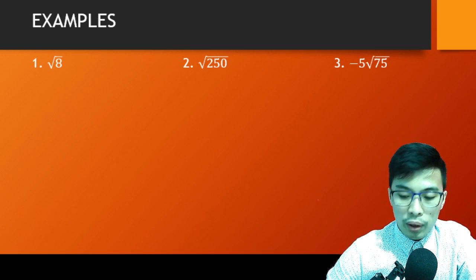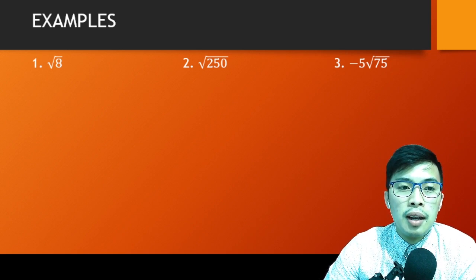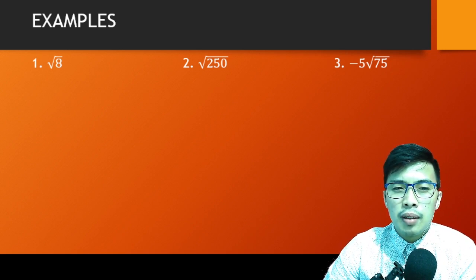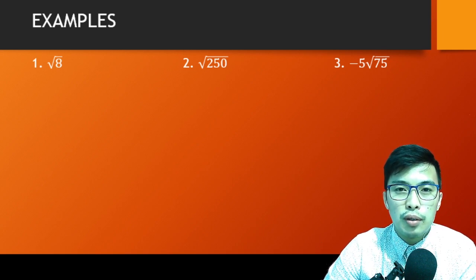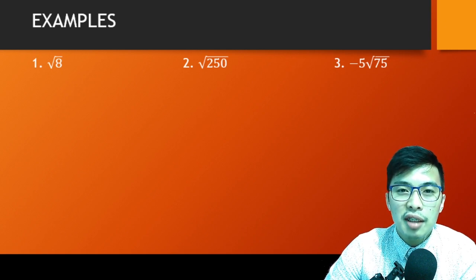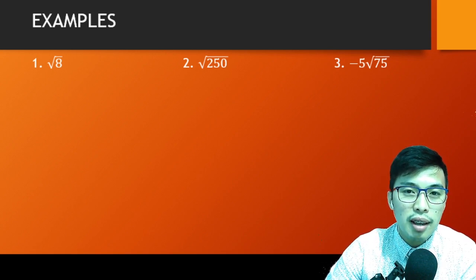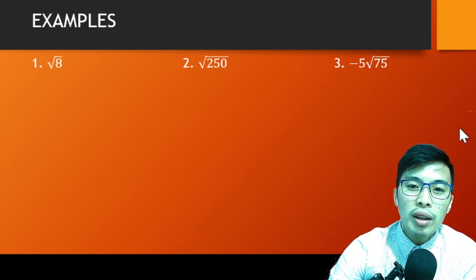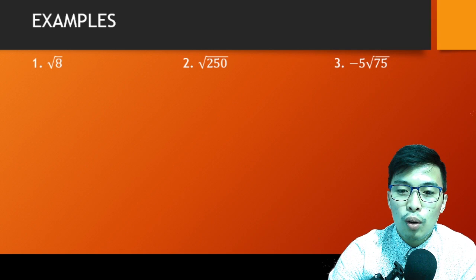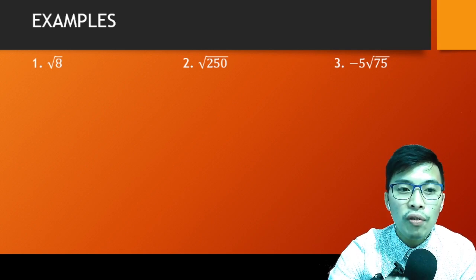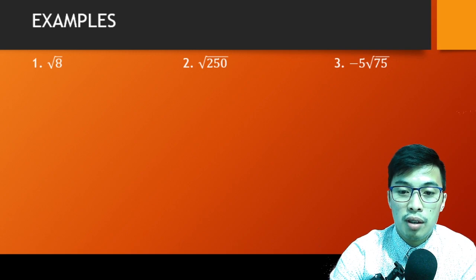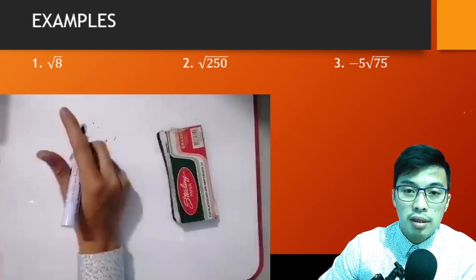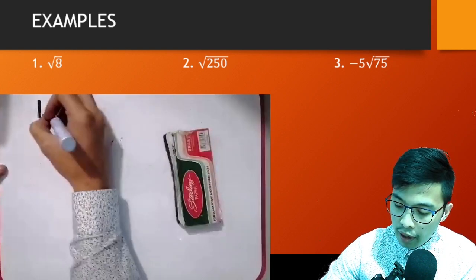Number 1, the square root of 8. Okay, so I would like you to think if the square root of 8 is a perfect square. Do you think 8 is a perfect square? The answer is no. But we can factor 8, which the other factor is a perfect square. Okay, what are the factors of 8, which the other factor of the two factors is a perfect square?